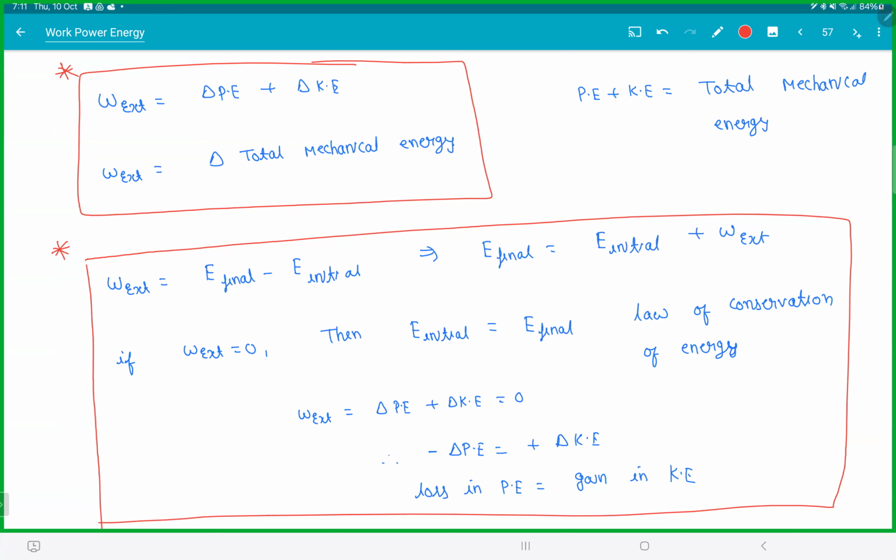There, have a look at this. So there are multiple ways you can write. You can say E initial is E final. You can say loss in PE is gain in KE, or gain in KE is loss in PE. It's the same thing you're talking about. You're just mixing and matching the words. Is this clear, everyone?